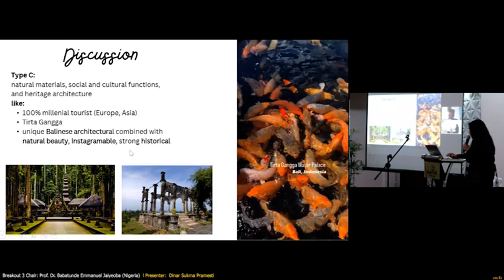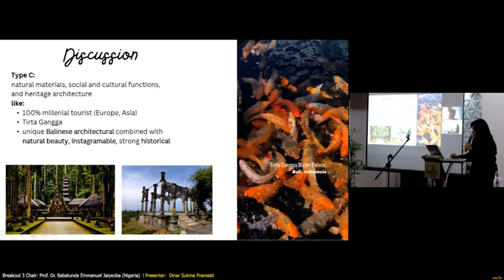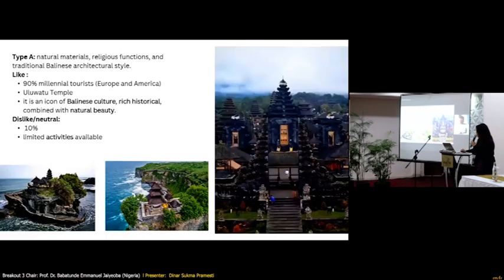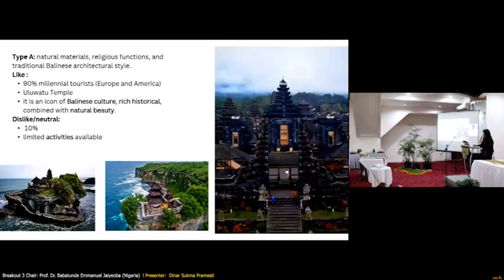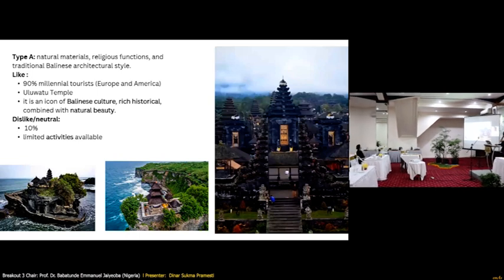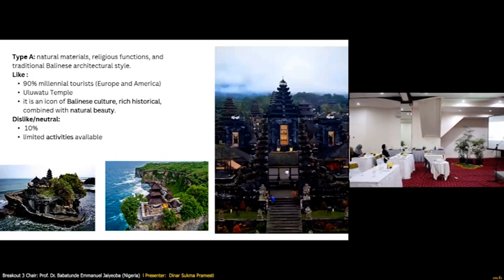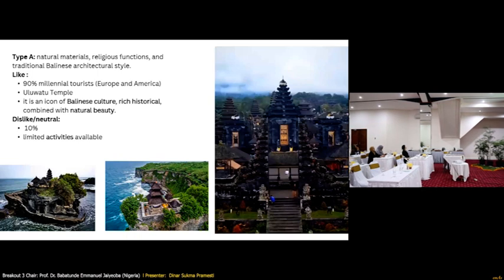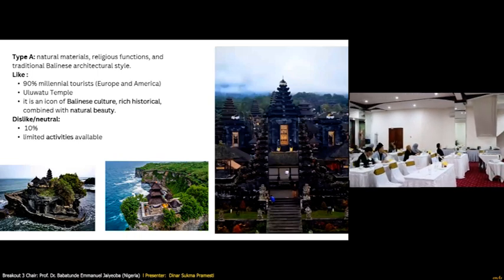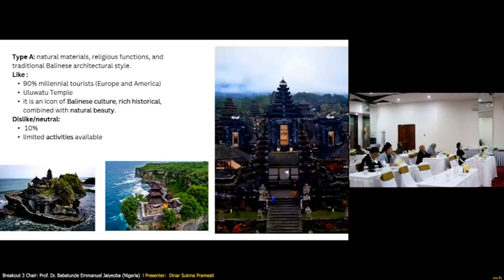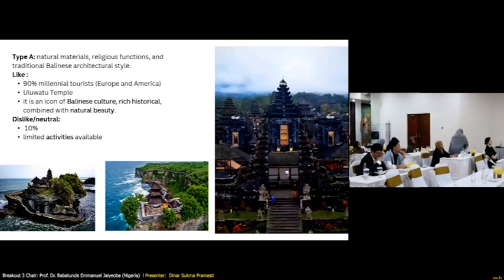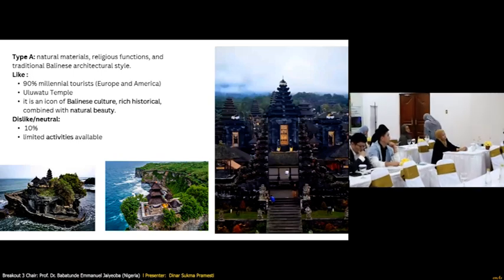Okay, the next one is type A. Type A is natural material, religious function, and traditional, using the traditional Balinese architectural style. 90% of millennial tourists from Europe and America like this type. The most favorite is Uluwatu Temple.